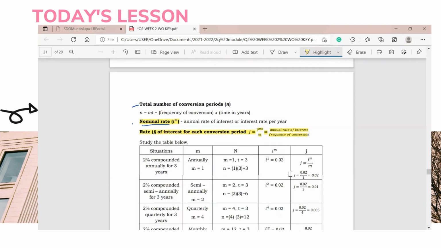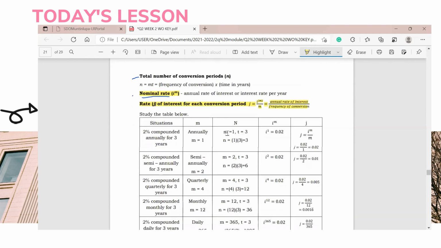Let us study this given. Kapag compounded more than once a year. Situation, 2% compounded annually for 3 years. Kapag compounded annually, meaning ang M mo ay 1. Kasi isang beses annually. Ang N mo, sabi dito, ang N ay MT. So, ang M natin ay 1. Tapos, ang T natin ay 3. So, ang N natin na N is equal to MT will be 1 times 3. N is equal to 3. Tandaan yan.